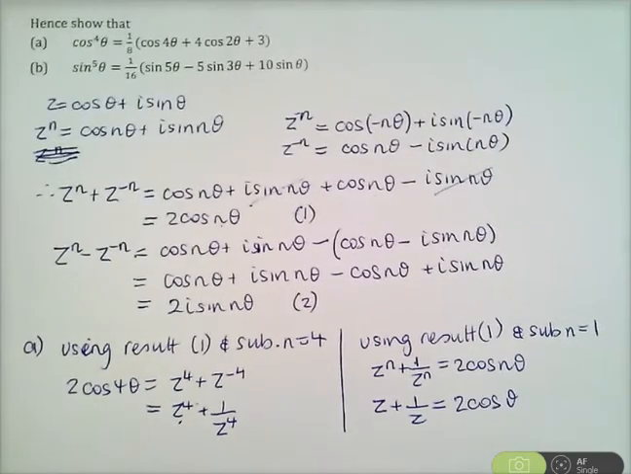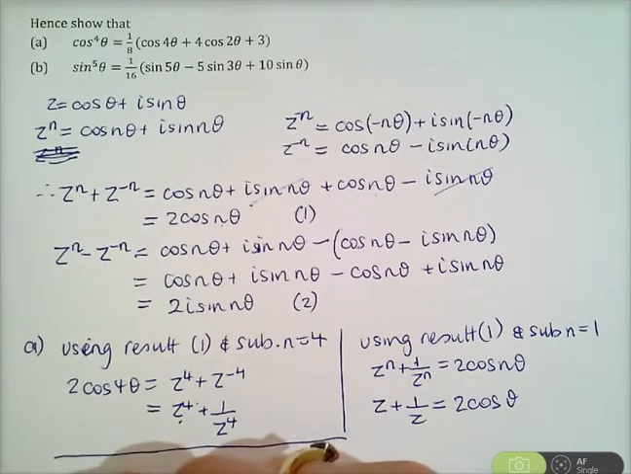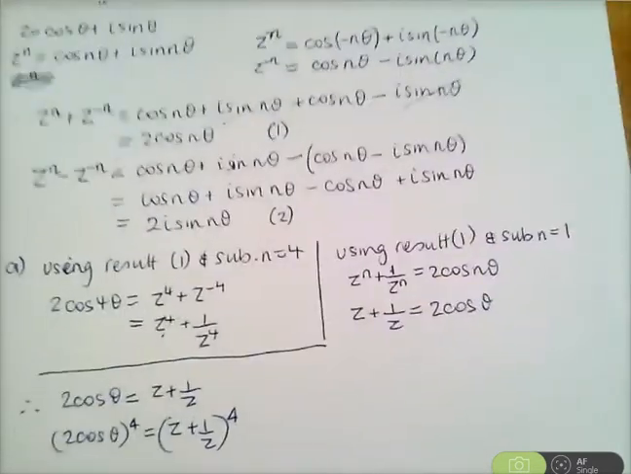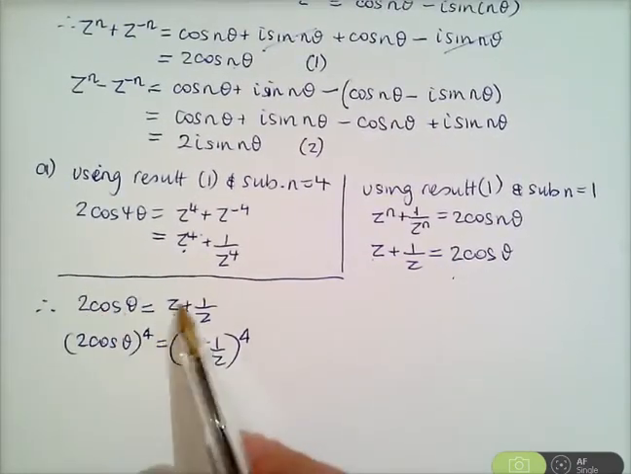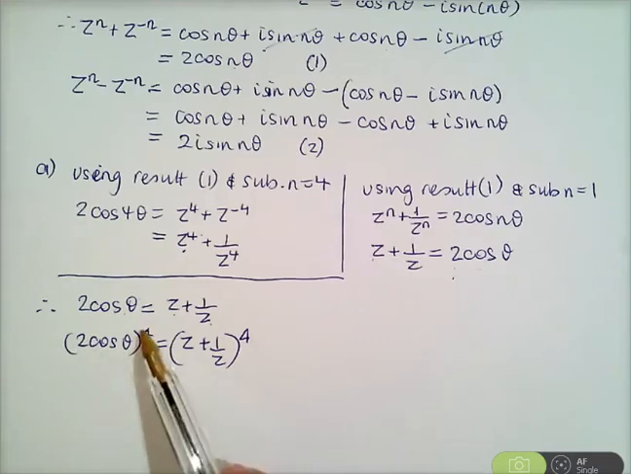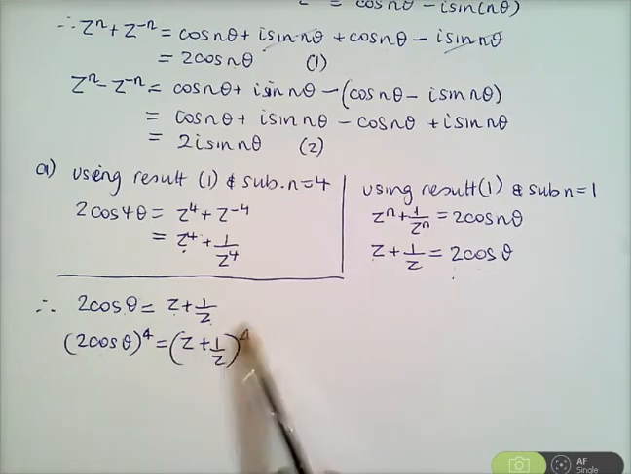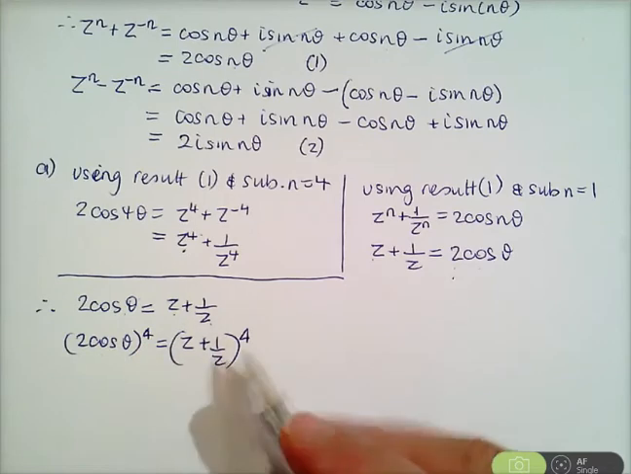Okay, now I'm going to start with 2 cos theta equals z plus 1 on z. Therefore, if we take powers of 4 of both sides, we get that 2 cos theta to the power of 4 is equal to z plus 1 on z to the power of 4. Sorry, I'm not sure if you could see that. So using that result, 2 cos theta equals z plus 1 on z, therefore 2 cos theta to the power of 4 equals z plus 1 on z to the power of 4. I've just taken powers of 4 of both sides.